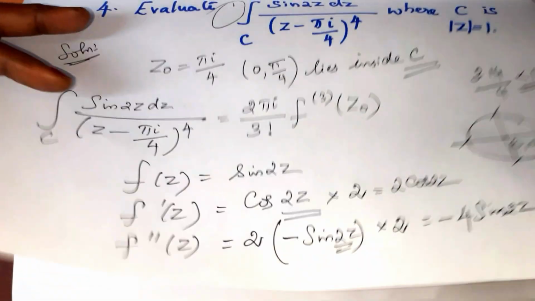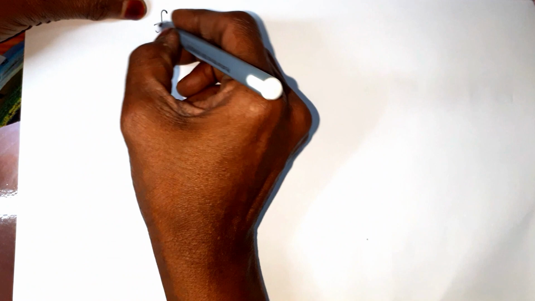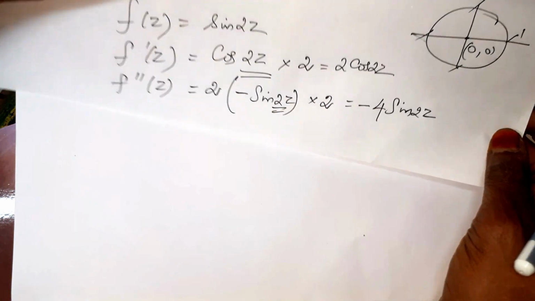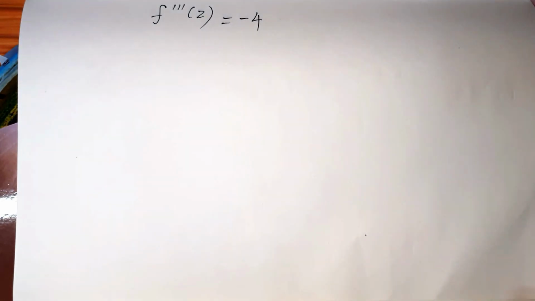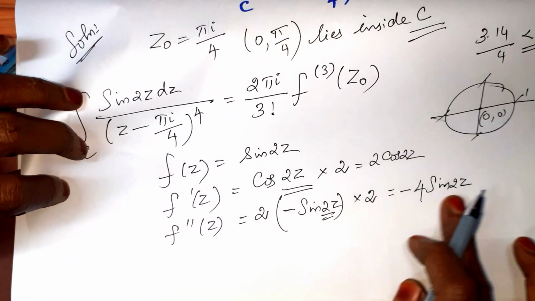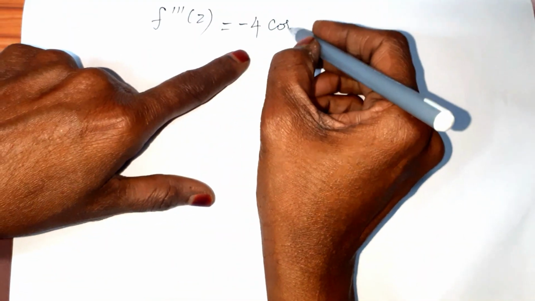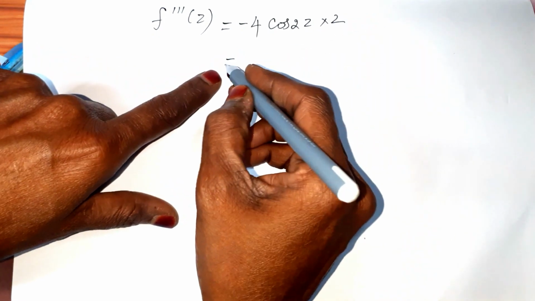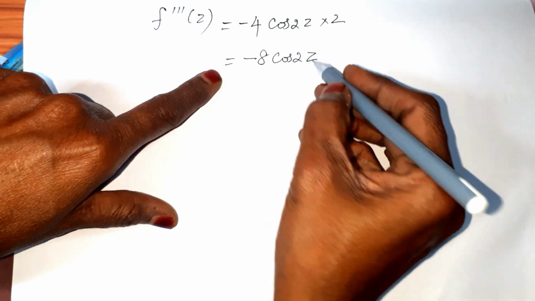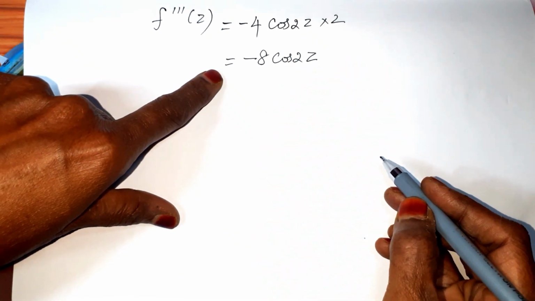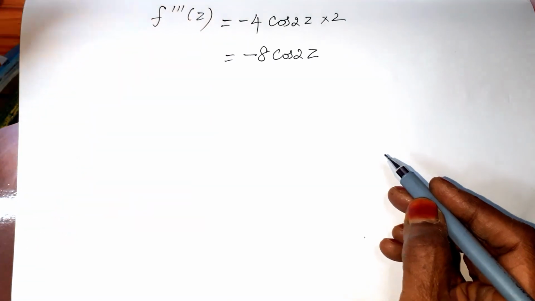Now come to the third derivative, f triple dash of z. In the second derivative, what we got is minus 4 sine 2z, right? So when we differentiate this, already we have a constant minus 4. Sine 2z, when we differentiate, is cos 2z into 2. So finally it is minus 8 cos 2z. Am I right? So the third derivative we got is minus 8 cos 2z.